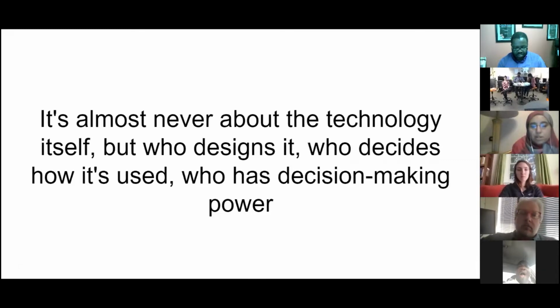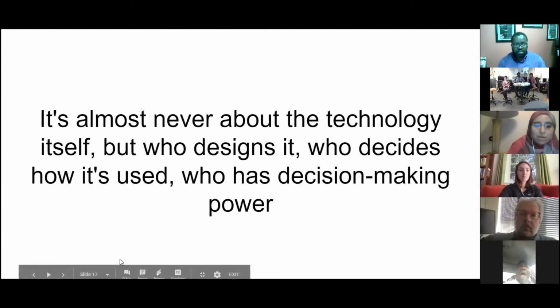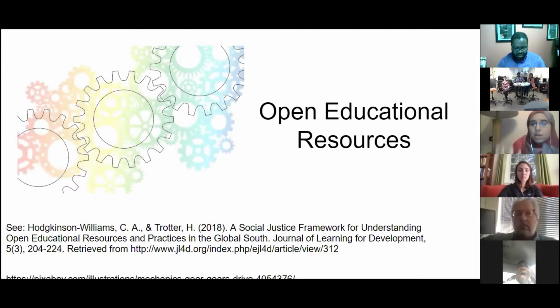And I don't think any technology by itself promotes equity or not. But who designs it may make it more liable to promote inequity or equity. But then we also get to decide how we're going to use it and who we give the power to make decisions about it, about how it's designed and whose perspectives we take into account when we design it. And so Cheryl Hodgkinson-Williams and Henry Trotter, who work at the University of Cape Town, have applied the social justice framework to open educational resources. For example, it's one thing to say students will have access to textbooks, but then who wrote those textbooks that students are having access to?